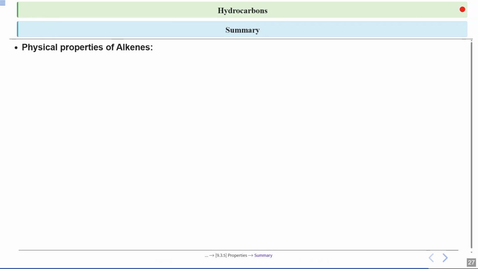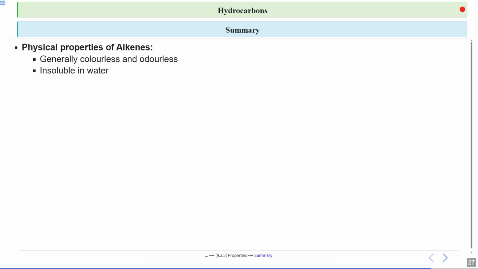Let us summarize our today's class. So we started with the physical properties of alkenes. It was seen that they are generally colorless or odorless. This means they don't have a strong smell or visible color, which is important when handling them in lab or industry. After that, the key property is that your alkenes are insoluble in water.